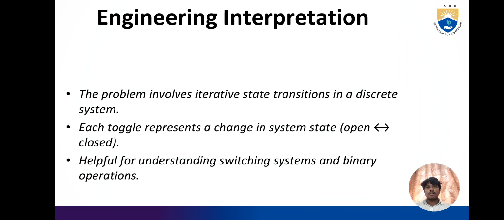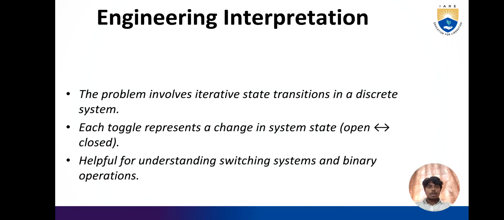The final result is that after all students have passed, only the lockers with numbers that are perfect squares remain open, such as lockers 1, 4, 9, 16, 25, 36, and so on. This happens because only perfect squares have an odd number of divisors, causing them to be toggled an odd number of times and ending up open.